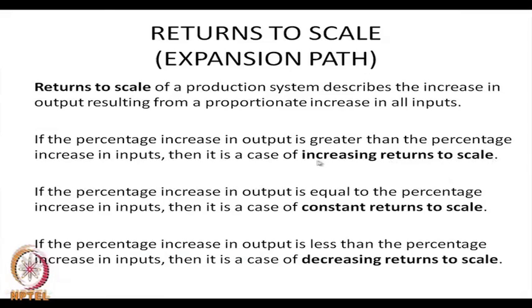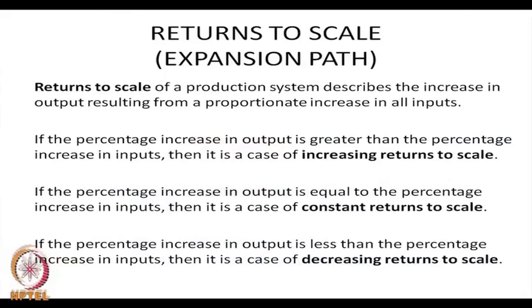That means, if let us say we increase all inputs by 10% and we see that the output rises by 15%, this is a case of increasing returns to scale. Whereas, if the percentage increase in output is equal to the percentage increase in inputs, then it is a case of constant returns to scale.